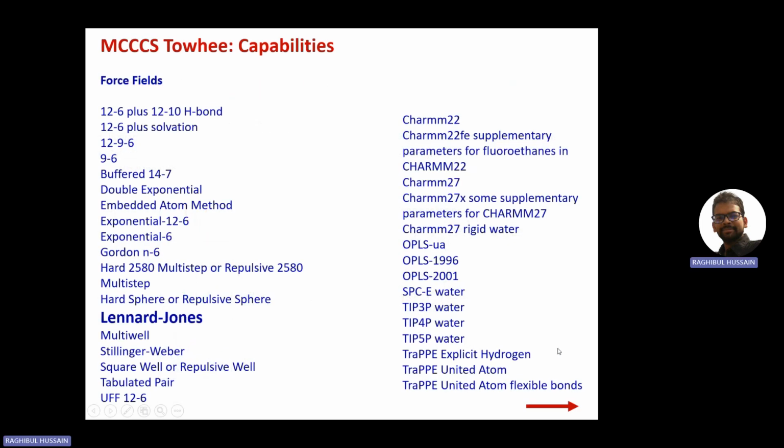In Towhee, there are many options available for force field calculations. Generally, we use the Lennard-Jones potential, for calculating the non-bonded interaction. There is one equation, and using that equation, we calculate the Lennard-Jones potential. On this side, we have different names of force fields, like OPLS. We will discuss it when we do the problem. I will show you the different equations and the different parameters.